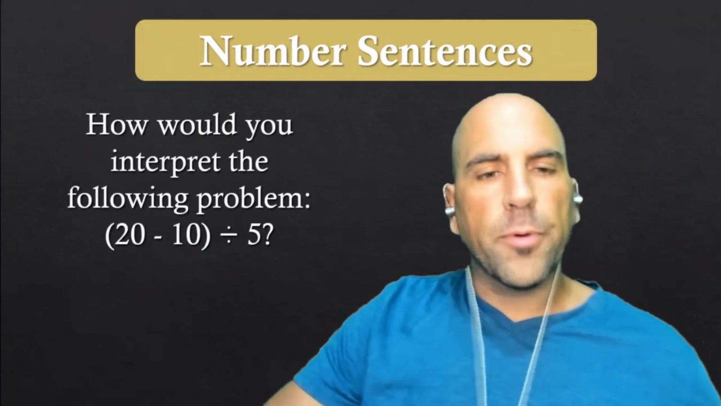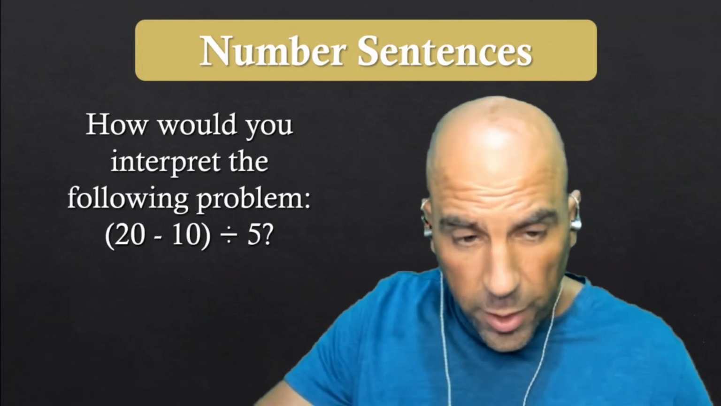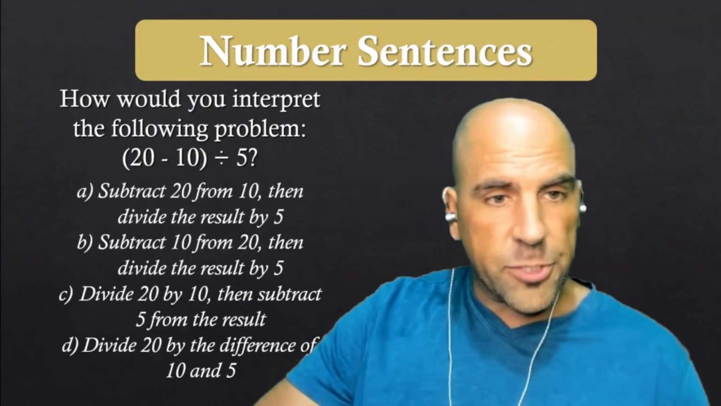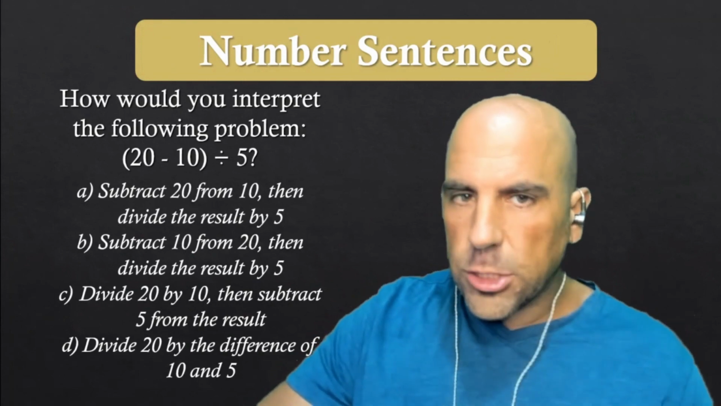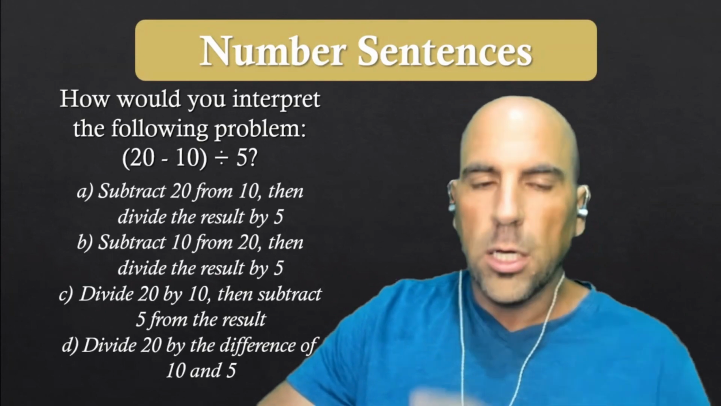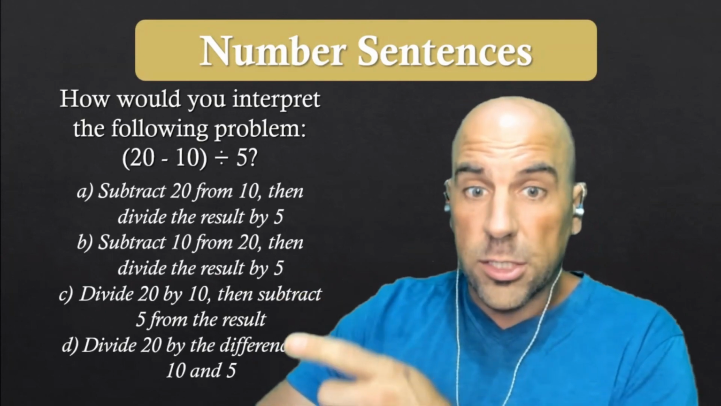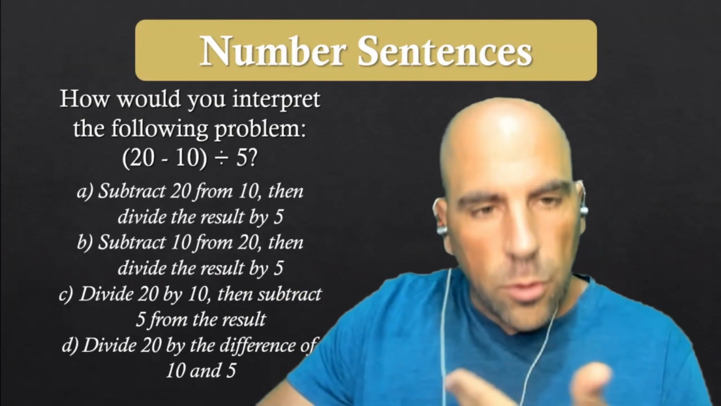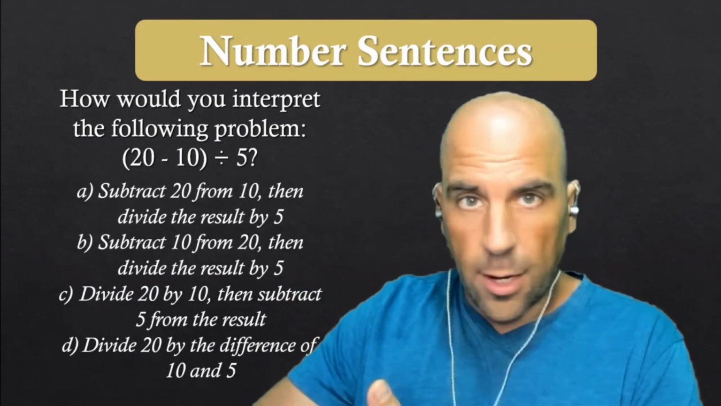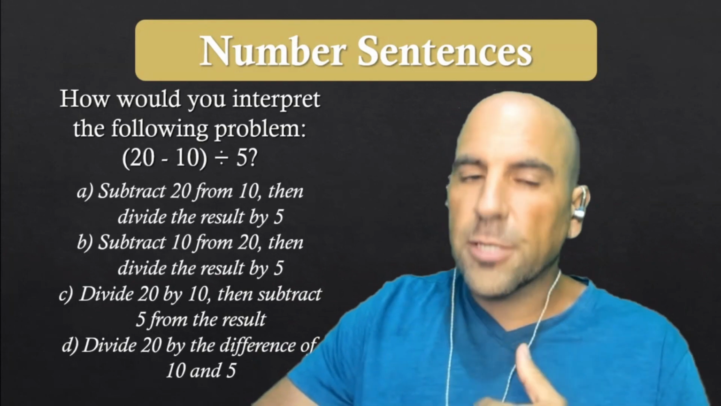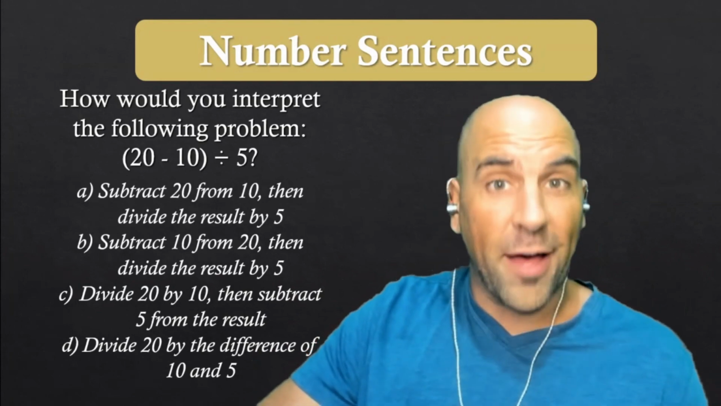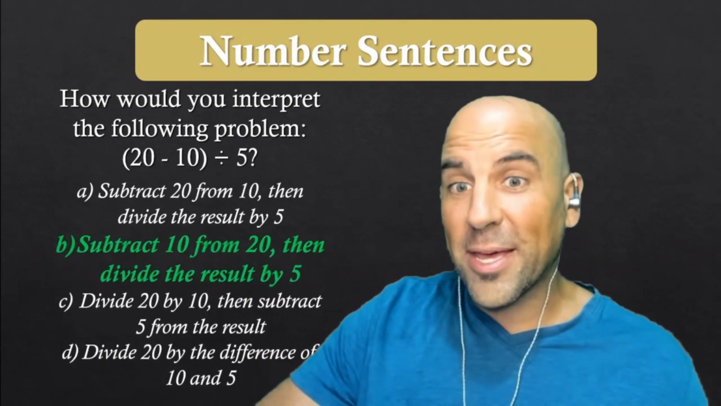How would you interpret the following problem? Parentheses 20 minus 10 divided by 5. Well, we've got some options there. Anything that doesn't start with the 20 minus 10 first is going to be wrong. Notice that C and D are divide. All right. So look at the first one. A, subtract 20 from 10. That's not what we did. Look at B, subtract 10 from 20, then divide the result by 5. There we go. Letter B again.